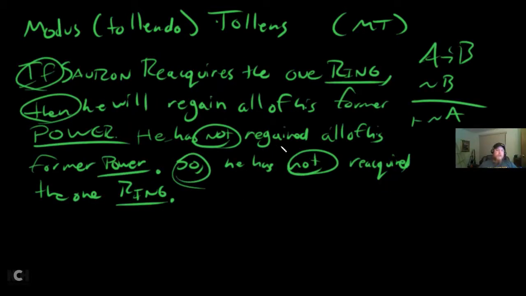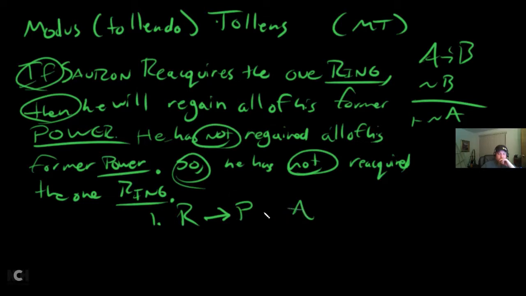Okay, let's look at an example of modus tollens. This argument says this, so I'm going to translate it as I go, and then we'll see how it's an example of modus tollens. This says, if Sauron requires the one ring, that if means there's an arrow. Line 1, whatever follows if goes on the left side of the arrow. If Sauron reacquires the one ring, so if he gets the ring back, then he'll regain all of his former power. Actually, just power. If he gets the ring back, he'll reacquire all his power.